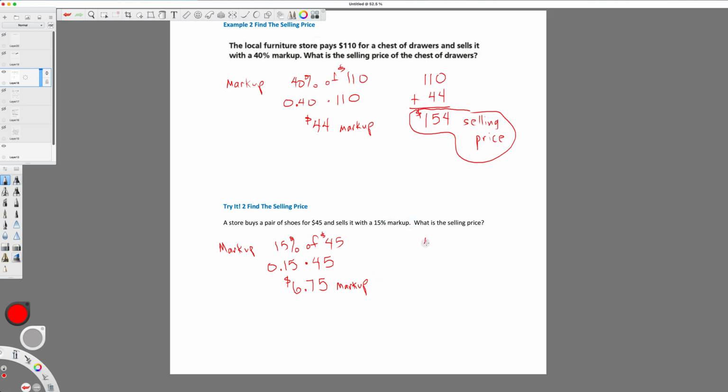So we need to take their cost and add on the markup. And I lined up my decimals there. So they are going to be selling it for $51.75, and I'm going to label that selling price. So there we go. I calculated the markup, and then that markup gets added on to the store's cost to determine the selling price.